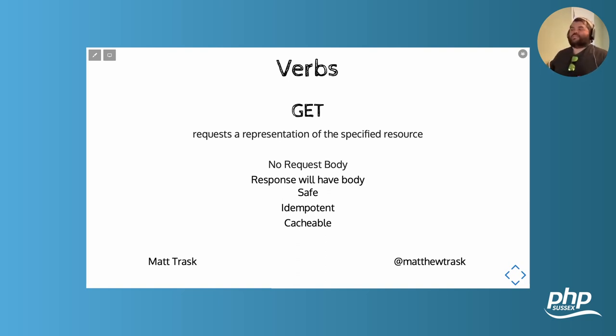Safe means that when you make a request, nothing about it will change. You will never have to worry about data changing when you make a GET request. If you're doing any sort of data manipulation and you're using GET, you're using the wrong verb. It's idempotent, which means that it won't change over multiple subsequent requests.